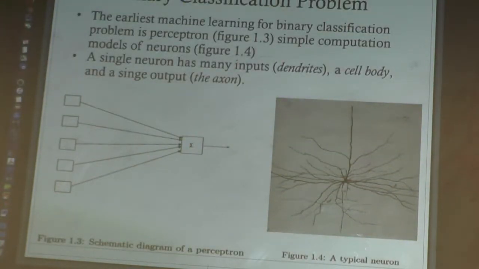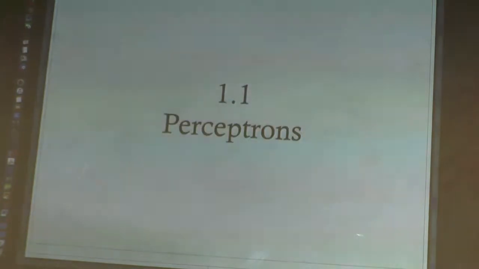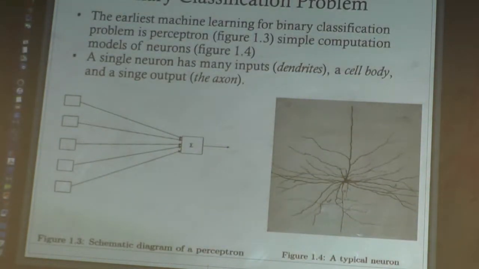So now that we have whetted your appetite, let's go back to our perceptron. You remember that? So the earliest machine learning is what we call a binary classification problem. And that is what we call perceptron. And that is given in figure 1.3. And this can actually be compared to a typical neuron in a biological system.